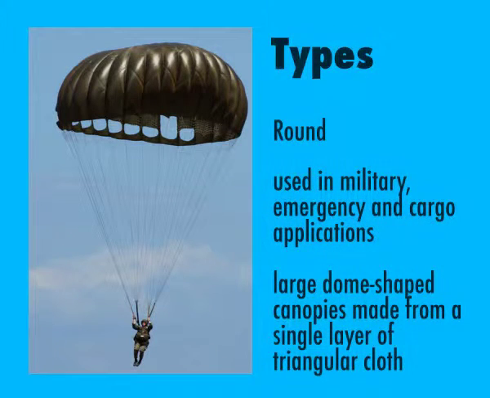Now we get into some types of parachutes. We start with round. It is used in the military and emergency and cargo applications. It has a large dome-shaped canopy made from a single layer of triangular cloth.